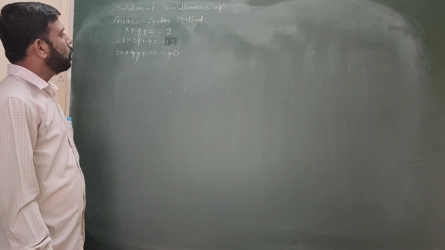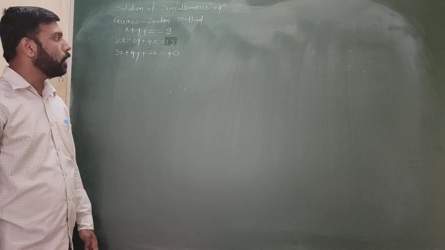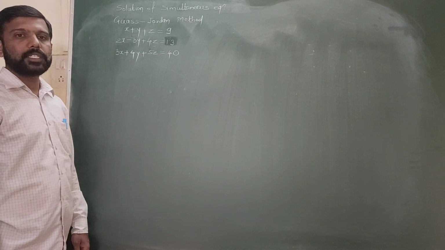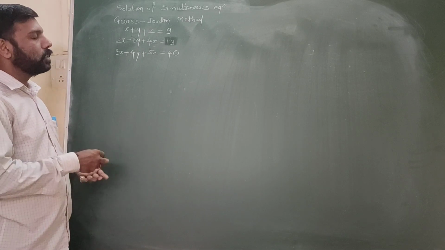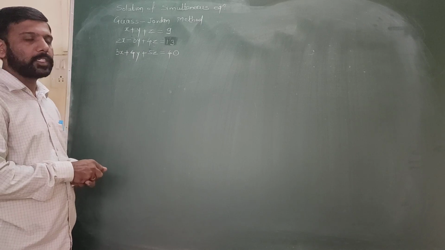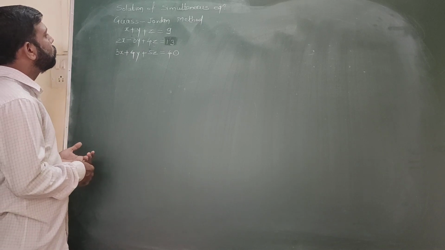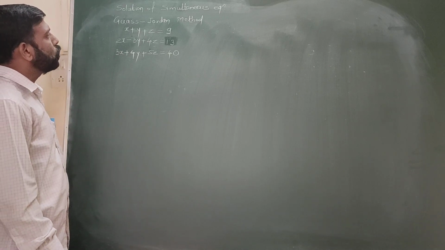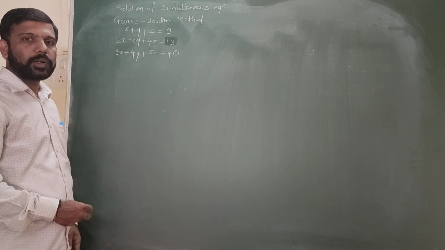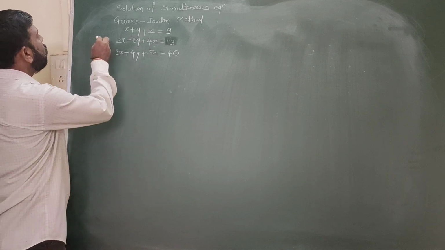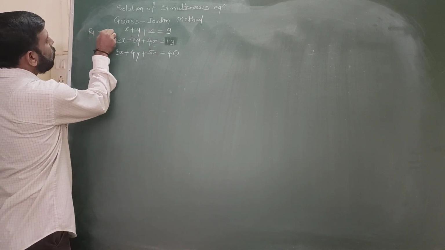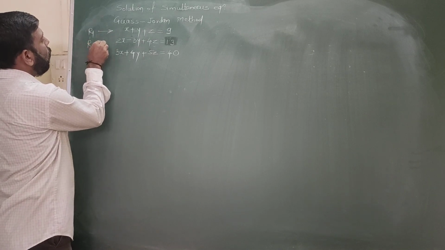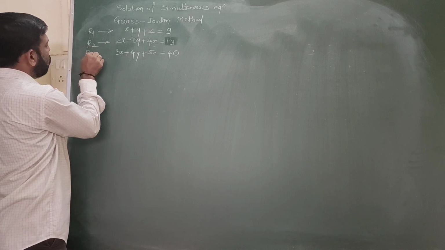Here we have taken one example of simultaneous equations. In these equations, there are three unknowns x, y, z. We'll solve this problem by using the Gauss-Jordan method. Let's understand what this method is. Initially, we'll denote the rows R1, R2, R3.